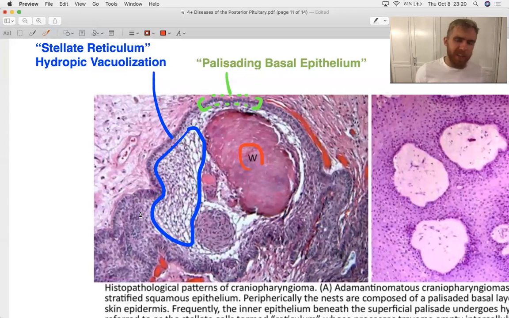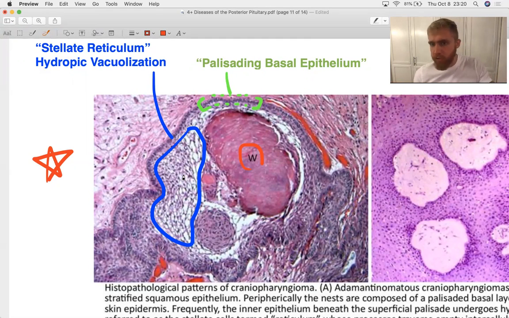Well, what's a reticulum? Well, it's a matrix. Well, what's stellate? Well, that means it looks like stars, right? And so when we think, well, what's a star look like? Well, it's got angles to it. I don't know, because when everybody draws a star, they draw it like that. That's what a star looks like. So that's why we call cells stellate when they have these little pointy edges to them. So that's our stellate reticulum, and it's formed by hydropic vacuolization.